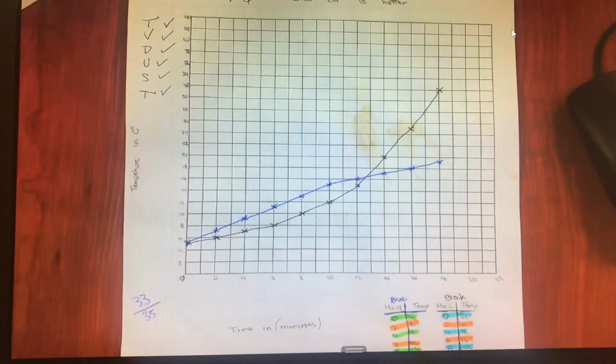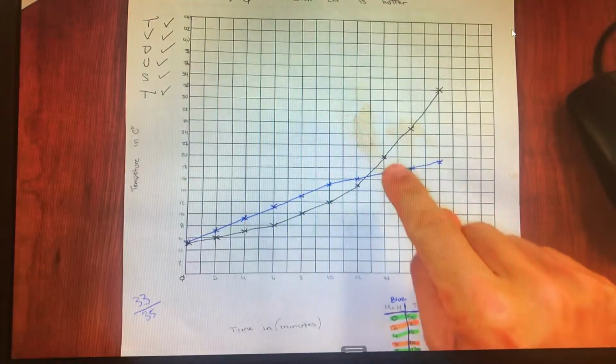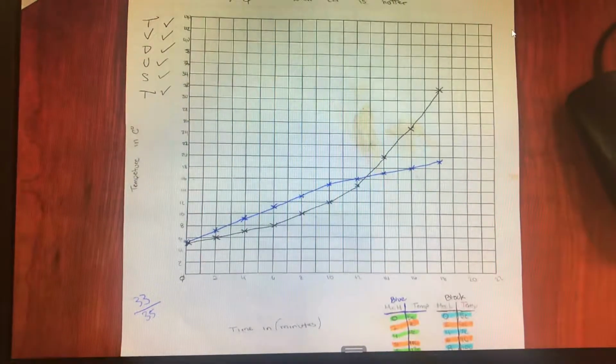Hey kids, we're here to review your homework from last night, which was to make a four-part conclusion based on this graph here, which was number 3 from your graphing practice.